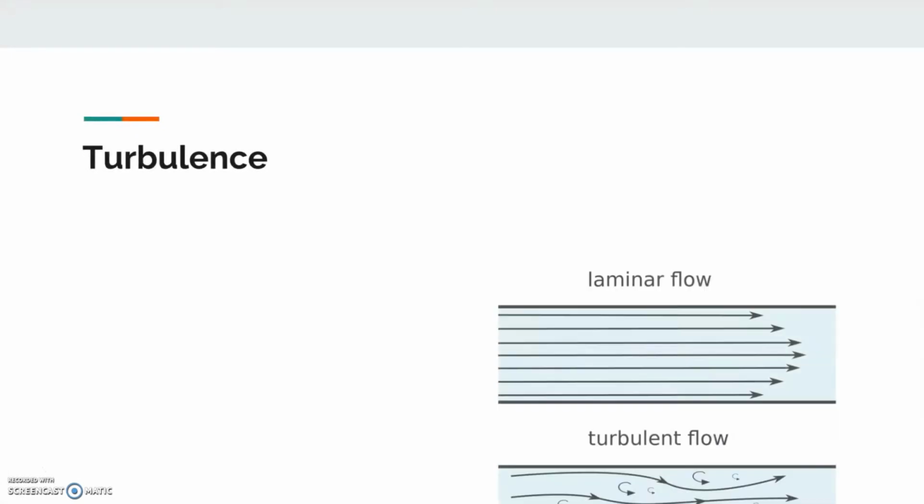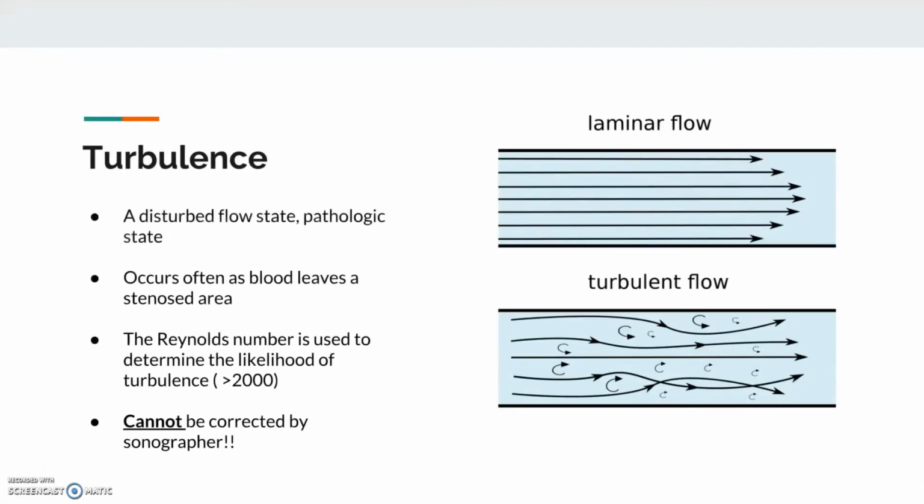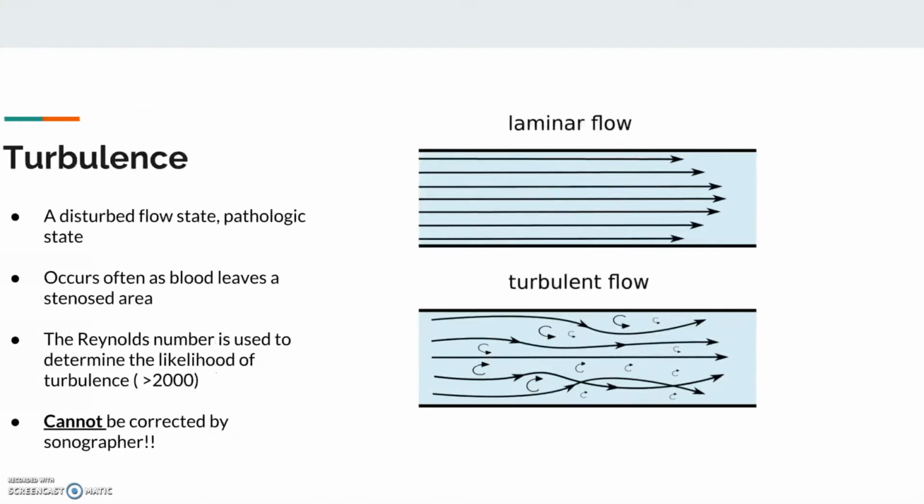The next thing we're going to talk about is turbulence. This is a disturbed flow state. It's pathologic. As you can see in the image, we have laminar flow versus turbulent flow. Laminar flow is all the same direction, and turbulent flow is kind of going in all different directions. This often occurs as blood leaves the stenosed area. The Reynolds number is used to determine the likelihood of turbulence. If you have a high Reynolds number over 2,000, you're likely to have turbulent flow. This cannot be corrected by the sonographer because this is a pathologic state.